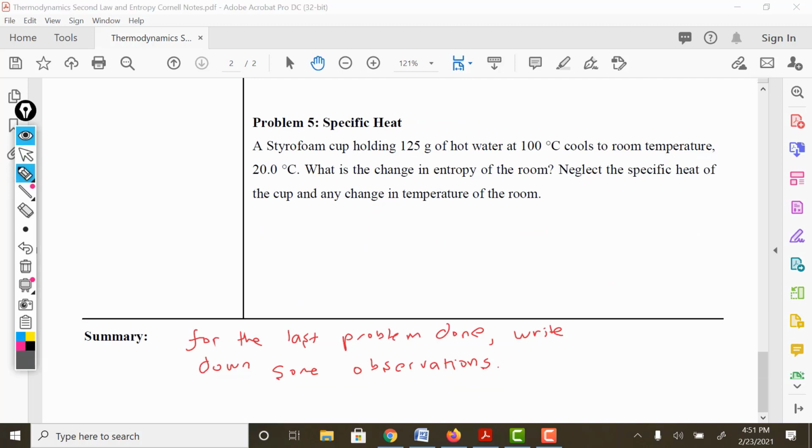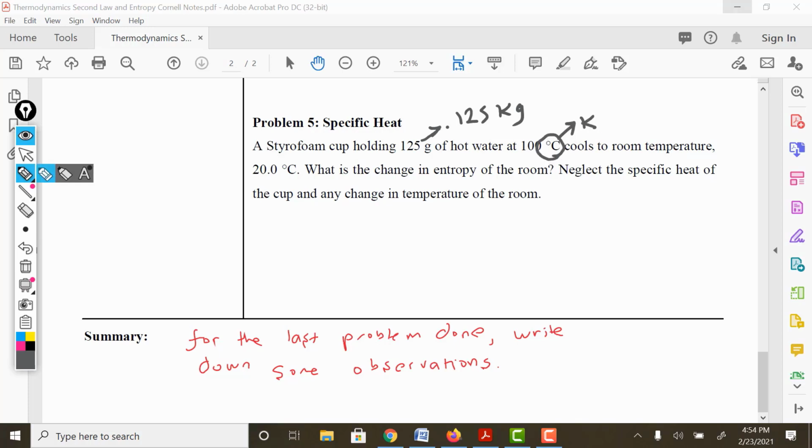Finally, problem 5, specific heat. Here we have a styrofoam cup. Water is given in grams. We need to change to kilograms, right? 0.125 kilograms. Celsius, it's fine. Well, we should probably, if we're doing entropy, we need to make this Kelvin, right?